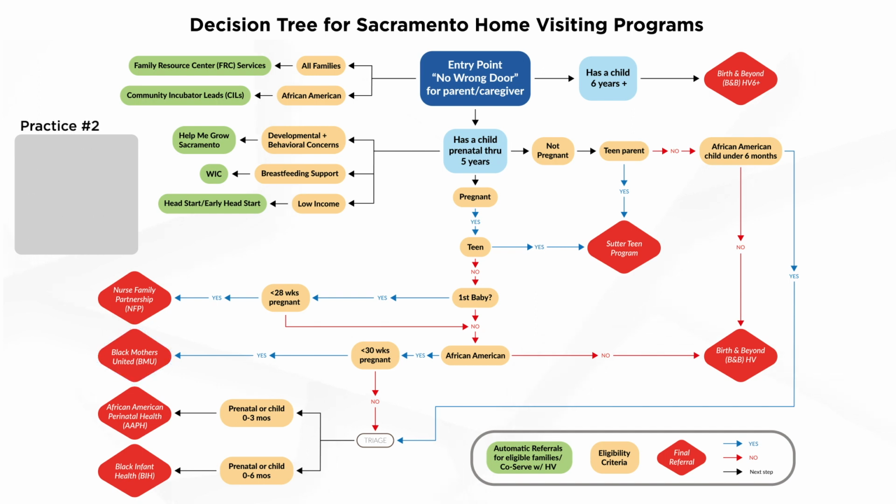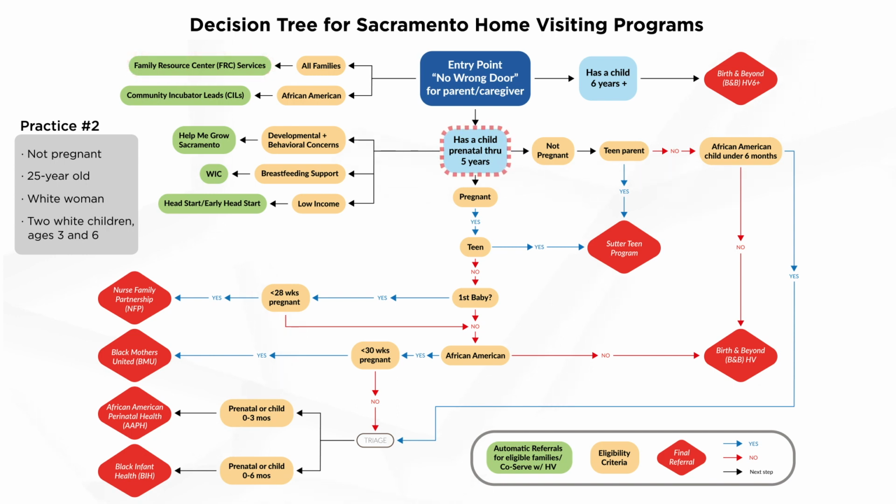Now let's try an example where the mother is not pregnant. Let's say we have a 25-year-old white mother of 2 white children ages 3 and 6. We know that she is not a teen and not African American. Starting at the top, or the entry point, we can refer her to the FRC in her neighborhood. All families can be automatically referred to their local FRC.